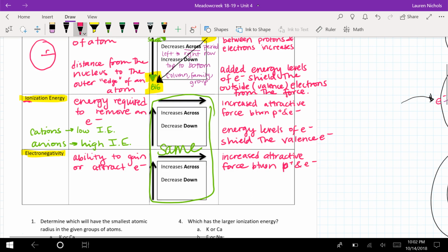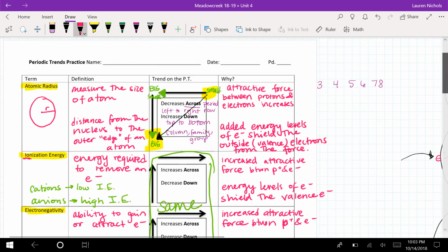And then as I go down the periodic table, it decreases because, again, those energy levels of electrons shield the valence electrons. And so not only am I having a hard time holding on to the electrons I do have, but it's going to be more difficult to gain an extra electron. And so that's kind of the way I think about it and explain these.